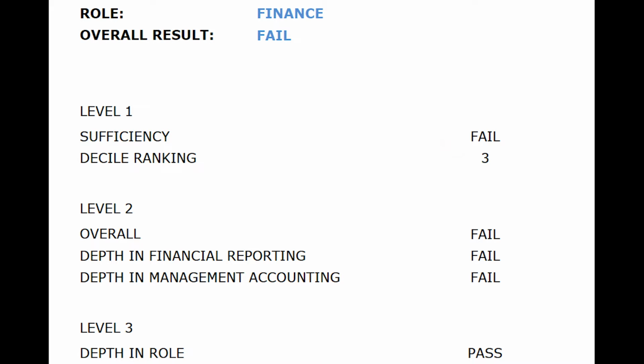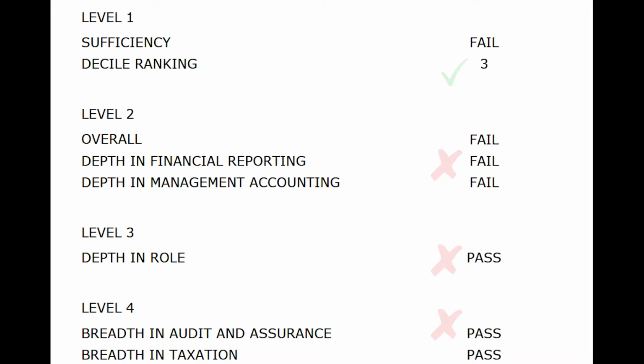For level 1 only, you'll see a decile ranking. It only shows if you didn't pass level 1, otherwise you won't see a decile ranking. It shows how close you were to passing. For example, decile 1 means you were close to passing, while decile 8 or 9 means you were far from passing. Decile marking is not available for levels 2, 3, or 4.